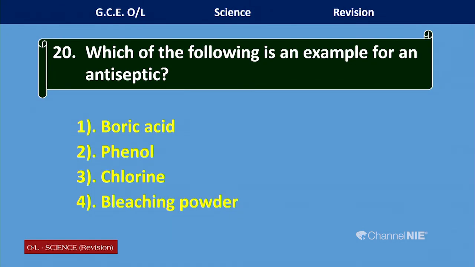So, antibiotics can be taken orally, antiseptics are mostly used for living surfaces, and disinfectants we use mostly for non-living surfaces like bathrooms, tiles, drains. Therefore, for question number 20, the antiseptic will be boric acid. The other 3, you can write, all 3 are disinfectants.